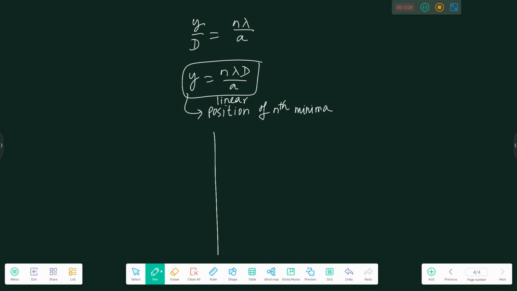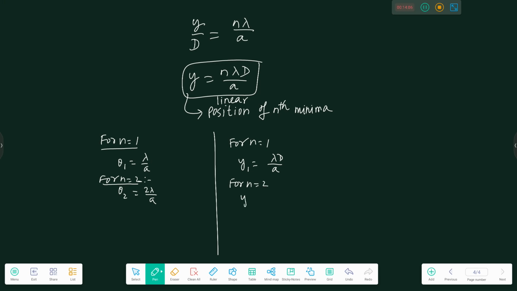Now suppose you want to find, for n equal to 1, theta 1 how much? Lambda by a. Theta for n equal to 2, how much? Theta 2 is 2 lambda by a. Similarly and so on. For n equal to 1, y1 how much? Lambda D by a. So you are understanding the difference between theta and y. For theta there is no capital D. Theta does not depend on capital D, and y depends on capital D. Y is directly proportional to capital D. Now for n equal to 2, that is y2, what is y2? 2 lambda D by a. Like this it will go.